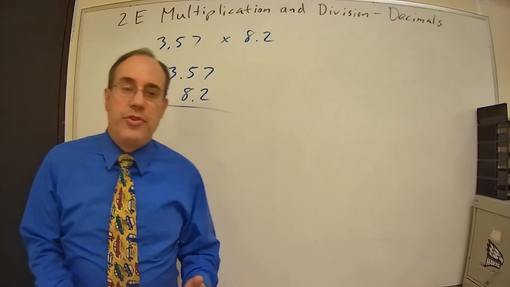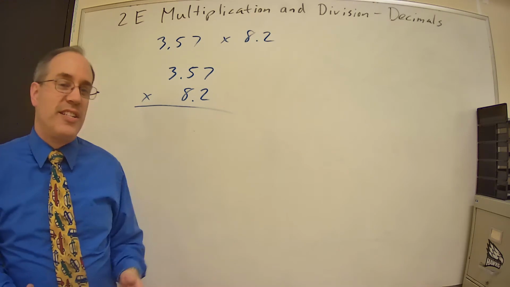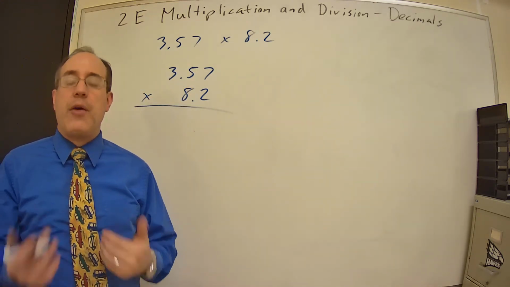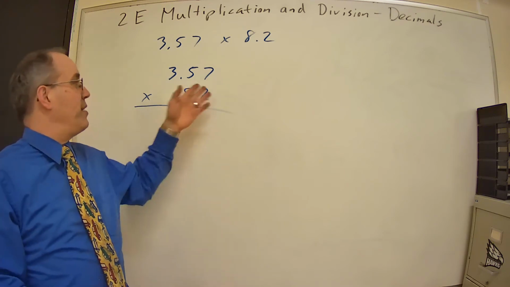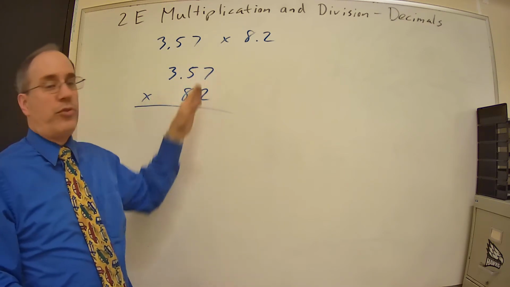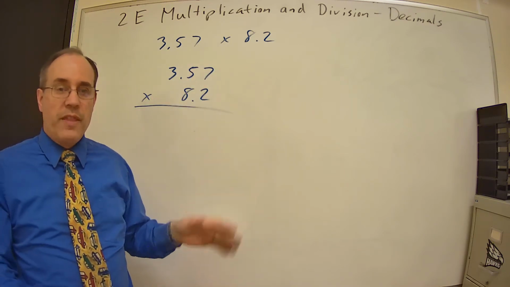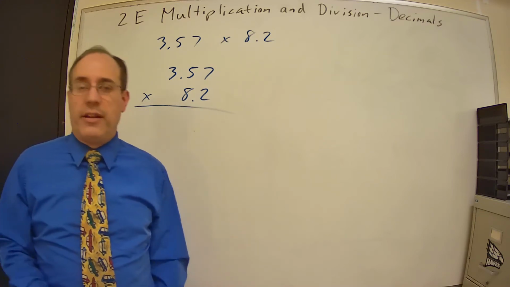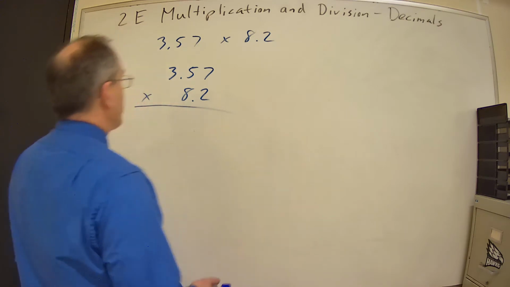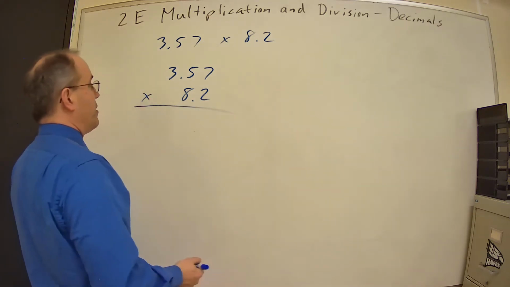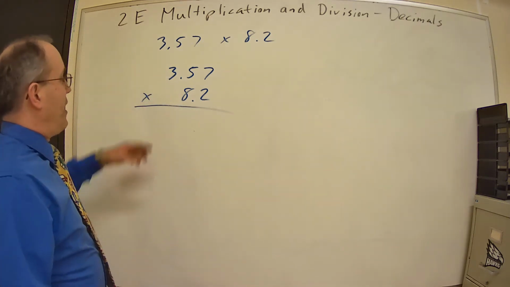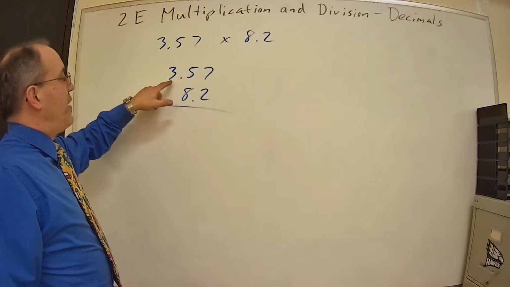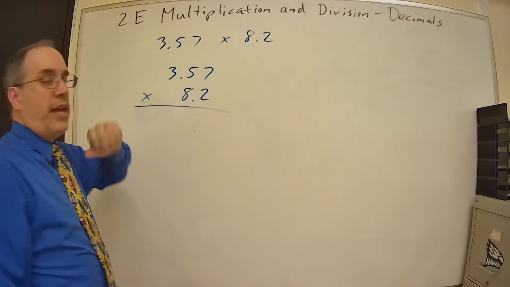And the reason I'm doing that is because with multiplication, it's not the alignment that matters, it's counting. And so by setting it up so the rightmost digit matches up, I'm actually going to save myself a little bit of work and make it a little cleaner. So I'm going to multiply this, and I can just ignore these decimal points and multiply it just like I would if I had 357 times 82.